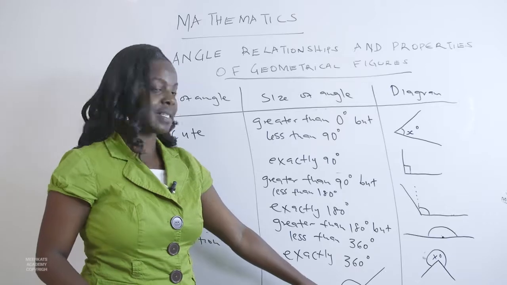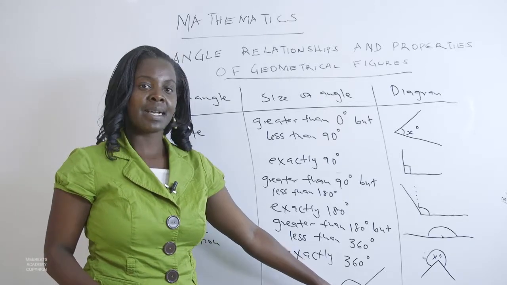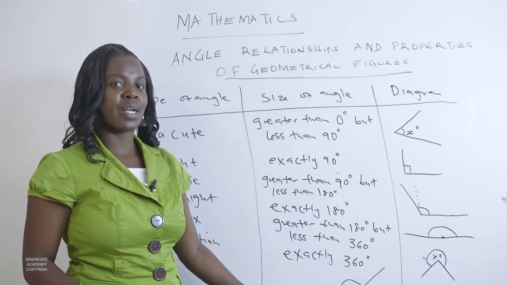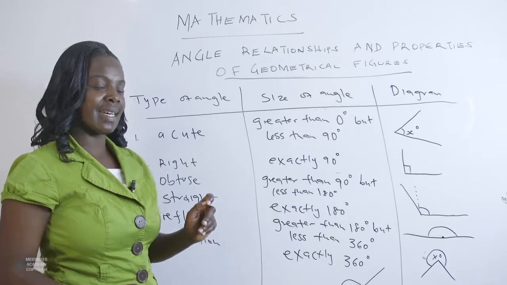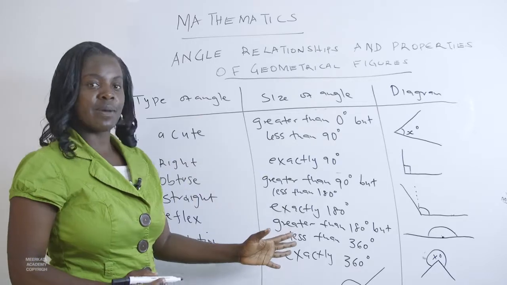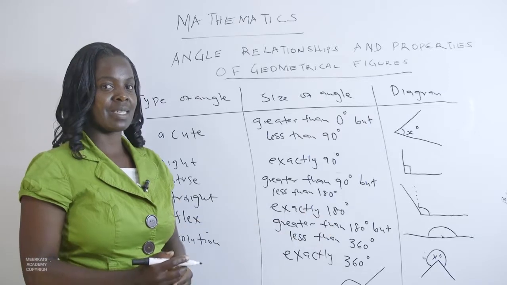This is 360 degrees. It is a complete turn. You start from a point and you go round until you come back to that point. That is called a revolution, a complete turn, measuring exactly 360. So these are the different types of angles that can be formed when two line segments meet.